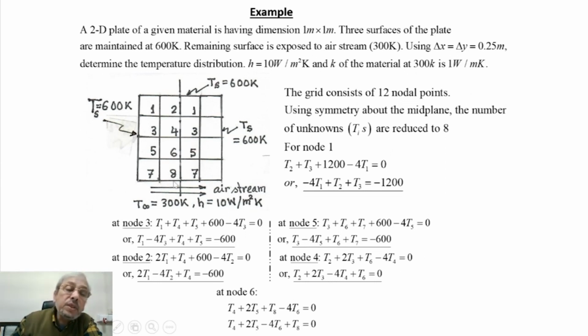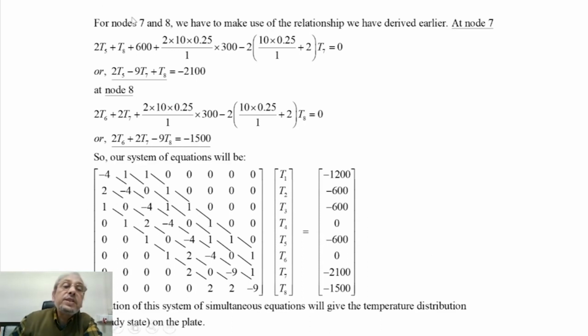Now these two nodes are falling on the boundary, so we have to have a little special treatment. For nodes 7 and 8, we have to make use of the relationships that we have just derived. So at node 7, it will be 2 times T5 plus T8 plus 600 plus 2 H delta X by K into T infinity, minus 2 times (H delta X by K plus 2) into Tij, here it is T7. So we get this equation.